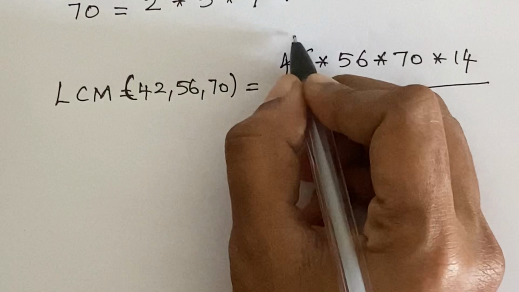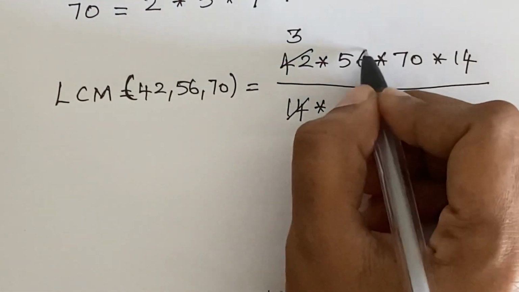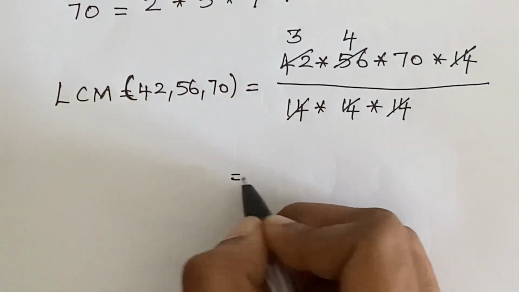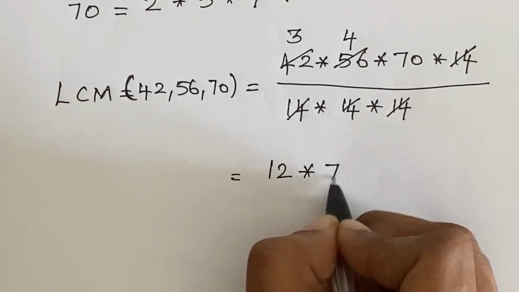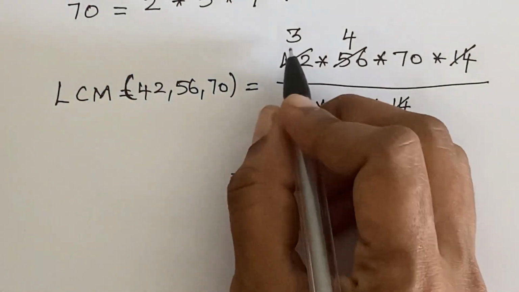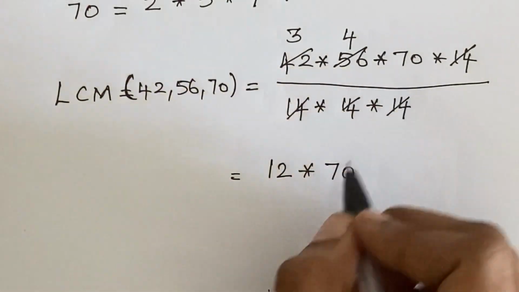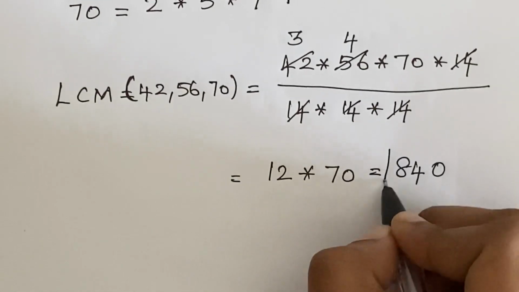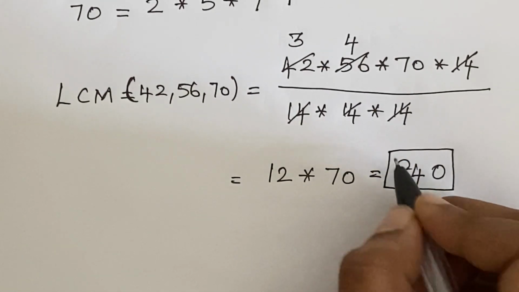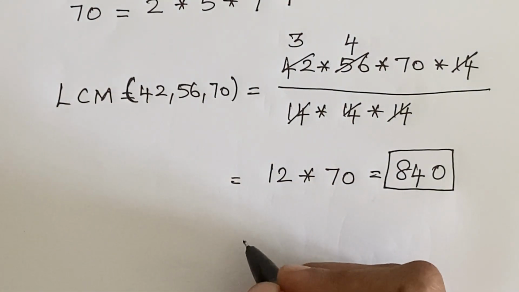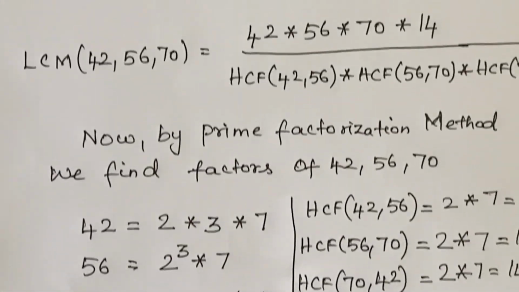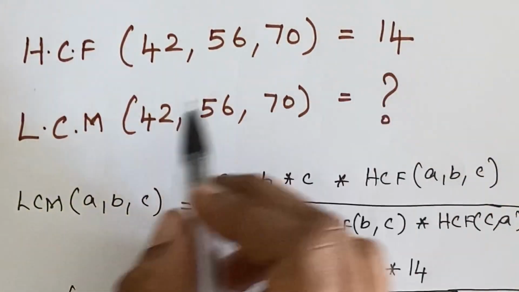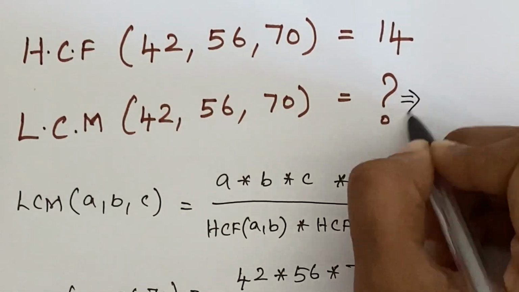Now we simplify this. So we get 12 times 70. So 3 times 4 is 12, times 70, which is equal to 840. So the LCM of 42, 56 and 70 is 840. So this is one method of finding LCM between three numbers. So for the given HCF, the LCM of 42, 56 and 70 is 840.